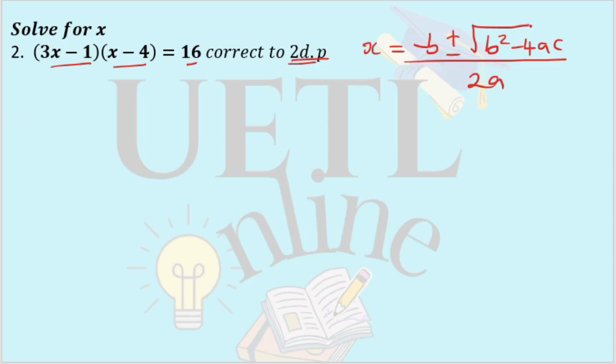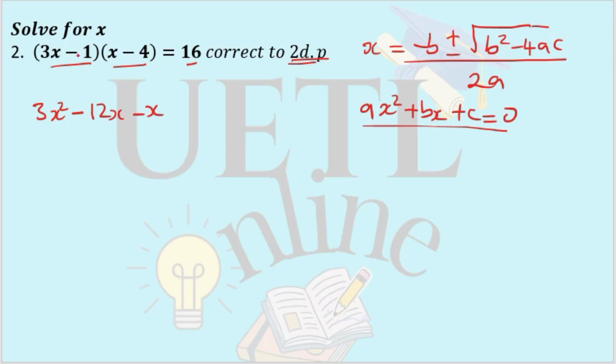This is our quadratic formula. The first thing you have to do is expand this so that it becomes a quadratic equation of the form ax squared plus bx plus c equals 0. So here we multiply 3x times x, it becomes 3x squared. Then 3x times minus 4 becomes minus 12x. Then minus 1 times x gives minus x. Then minus 1 times minus 4 becomes 4, equals 16.